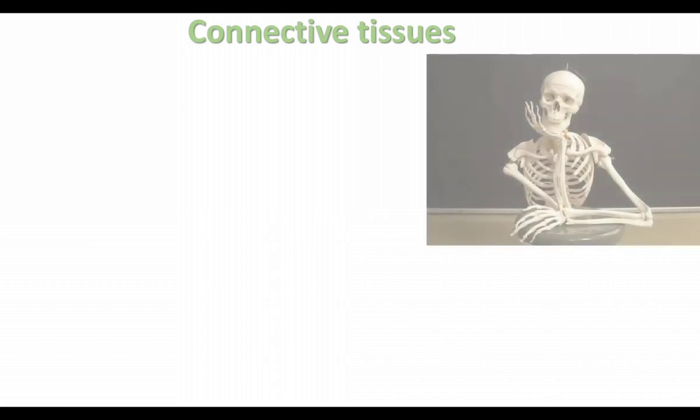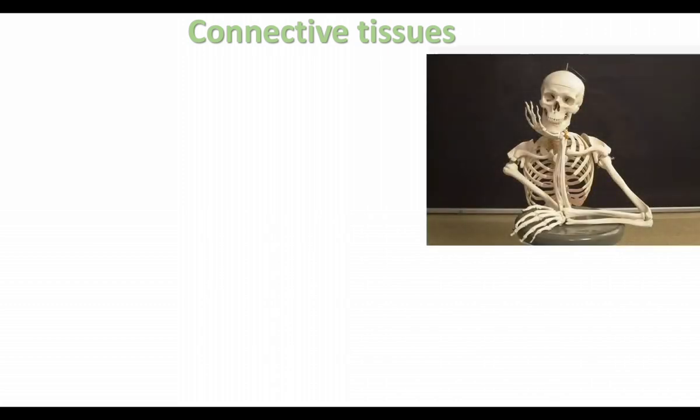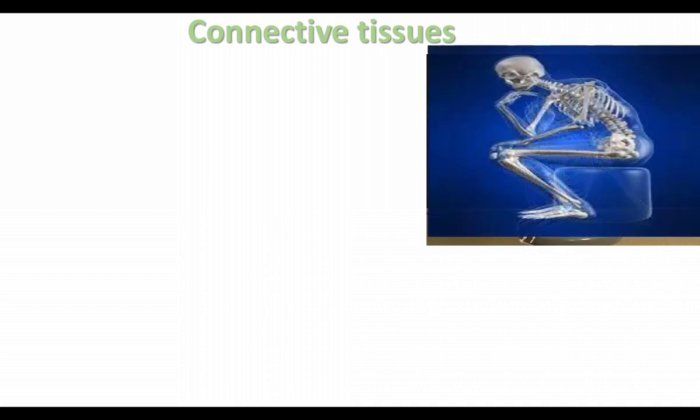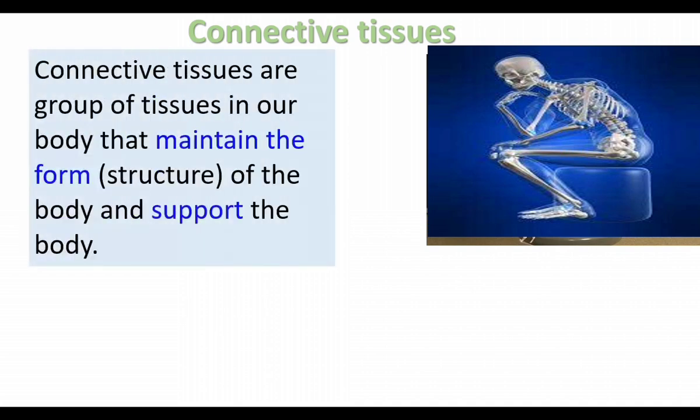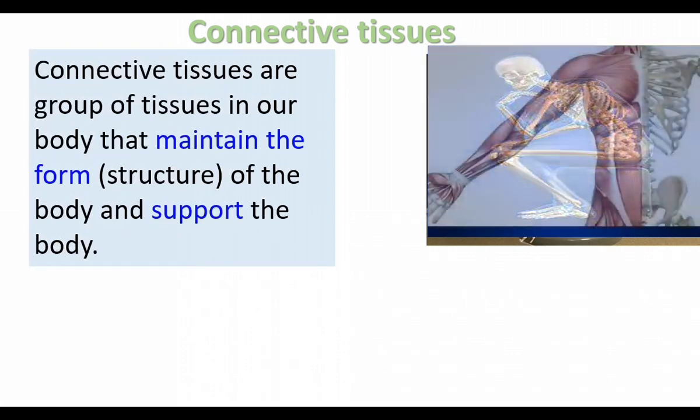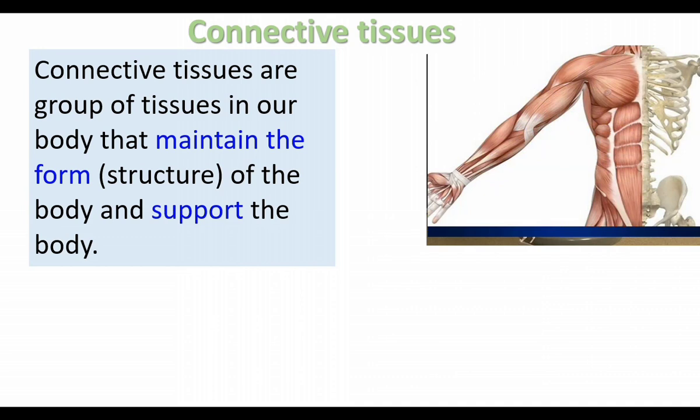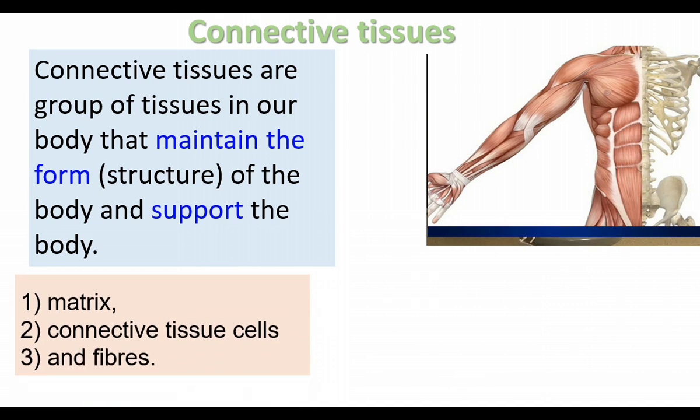Connective tissues give shape to the body, and connective tissues support the body. We sit, we stand due to the connective tissue bone. Connective tissues are a group of tissues in our body that maintain the form of the body and support the body. The structure of the body is maintained by connective tissues. Muscle is also a tissue. The muscular tissue is attached to the bone. Bone is a connective tissue. Connective tissue is formed of matrix, connective tissue cells, and fibers.